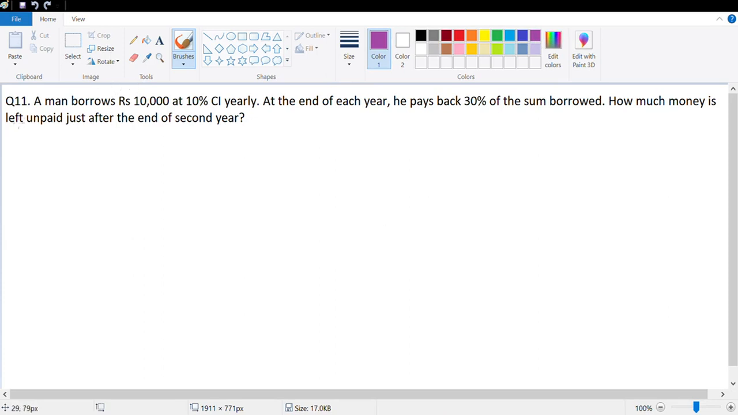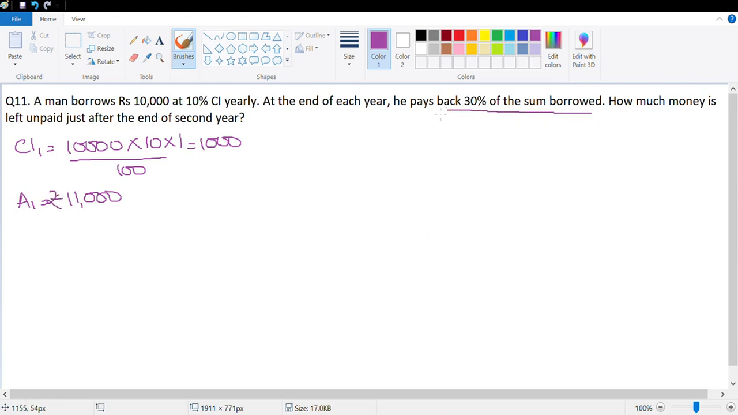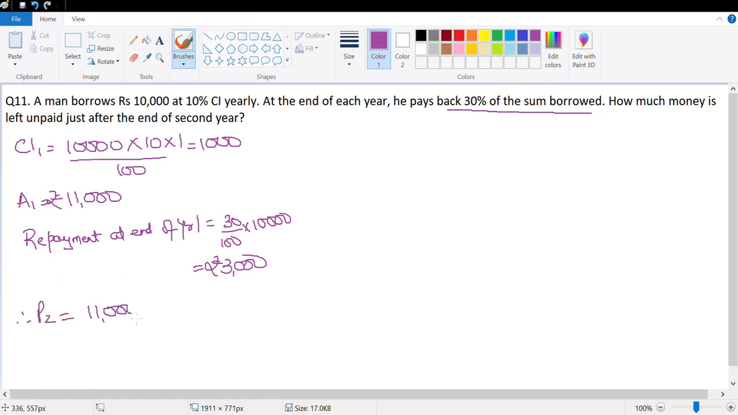Okay. So compound interest for the first term will be 10,000 into 10 into 1 upon 100, which is equal to 1,000. Amount 1 will be equal to 11,000 rupees. So at this point of time, he repays 30% of sum borrowed, which means repayment at end of year 1 will be 30% of sum borrowed, which is 30% of 10,000, which is equal to rupees 3,000. Therefore, principal for year 2 would be 11,000 minus 3,000, which is equal to 8,000 rupees.